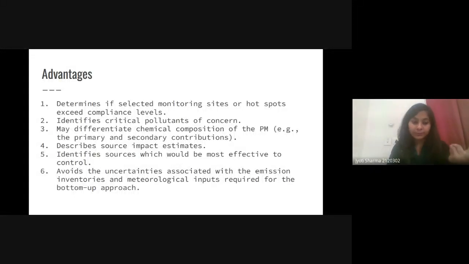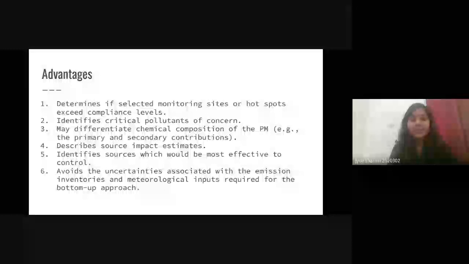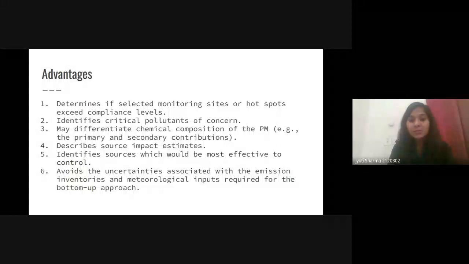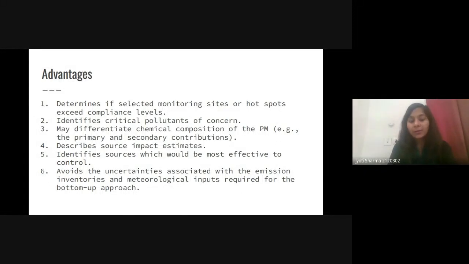So these are the advantages. It can determine if a selective monitoring site or hotspot exceeds compliance levels. So for example, in Delhi, if the AQI is more than 300, you can have the hotspot region, meaning at that area there is a maximum pollutant, and based on that maximum pollutant you can estimate from where this pollution can come from. So you can calculate such kind of things.